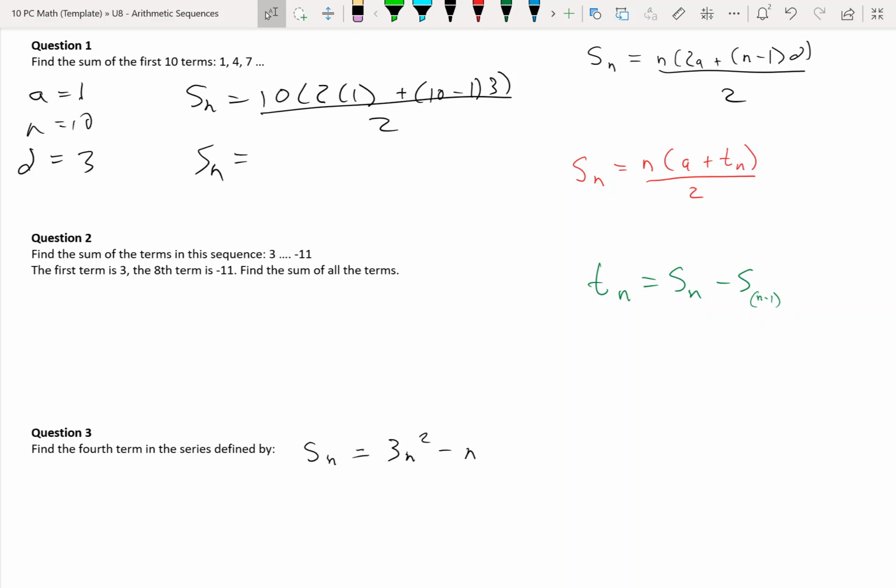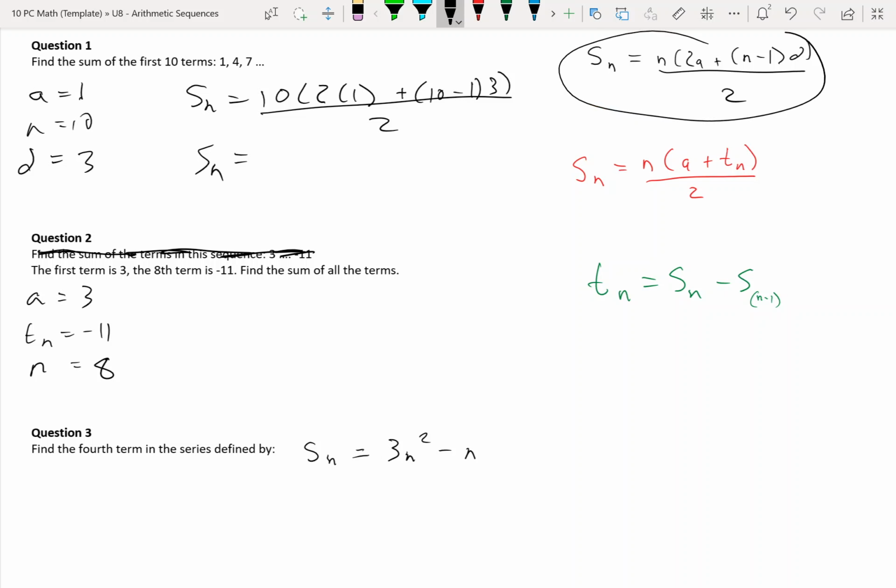Second question, we're going to look at this. So my first term is 3. My last term is negative 11. My n is 8. Oh, sorry, it's not this. There we go. Yeah, it's that. So the n is 8 because it's the 8th term, and that's all I know. So I want to find the sum.